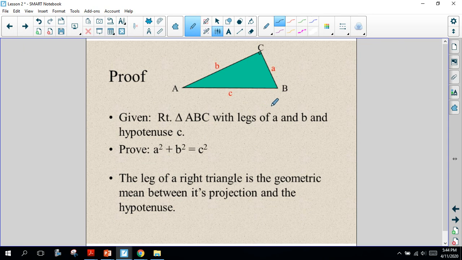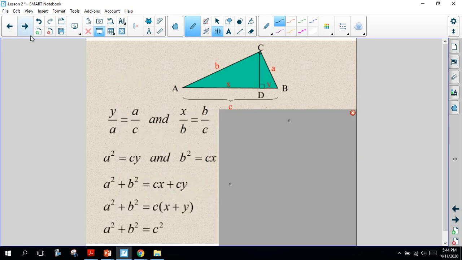So to set the proof up, we're given this triangle ABC with legs A and B and hypotenuse C. So we've got our right triangle, and we're going to prove that a squared plus b squared equals c squared. To do this, we're going to use the theorem from the last section that says the leg of a right triangle is a geometric mean between its projection and hypotenuse. So here we go. Let's dig into the proof.